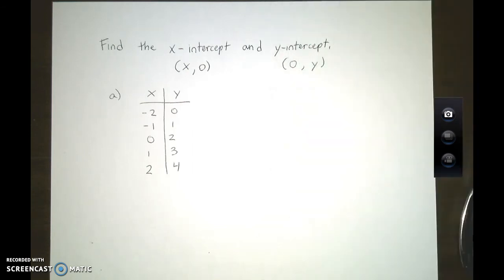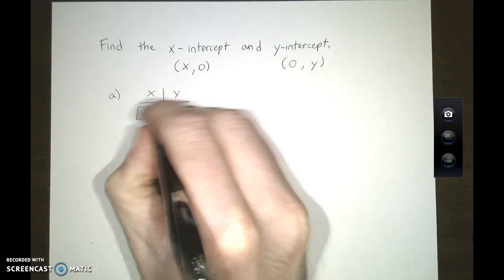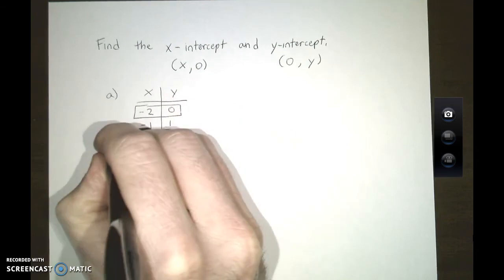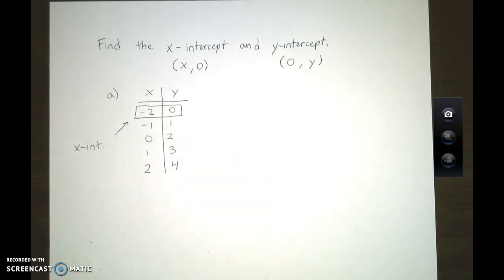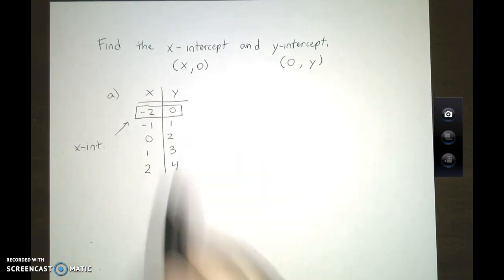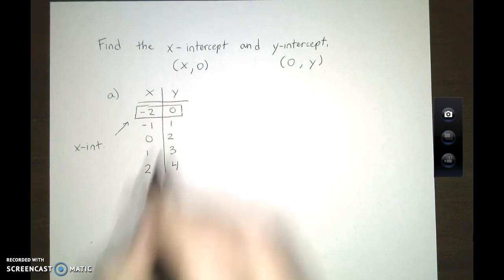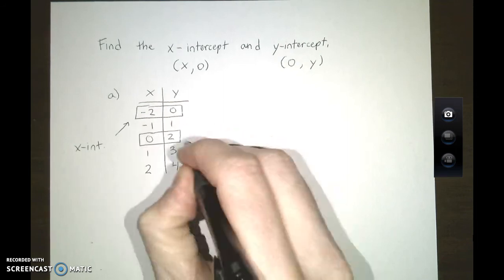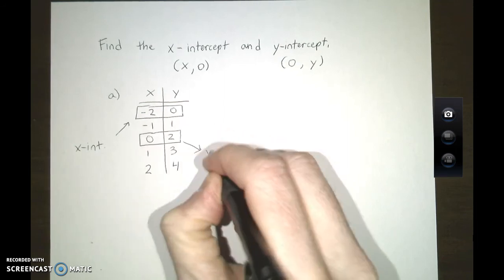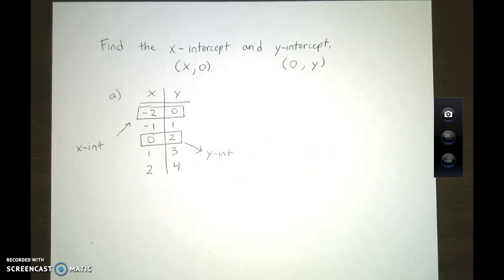That's going to be in this position right here. This is my x-intercept. And I can see that because the y value is 0 based on the definition of the x-intercept. On the flip side, what's my y-intercept? The y-intercept is where your x value is 0 and your y has a value for it.